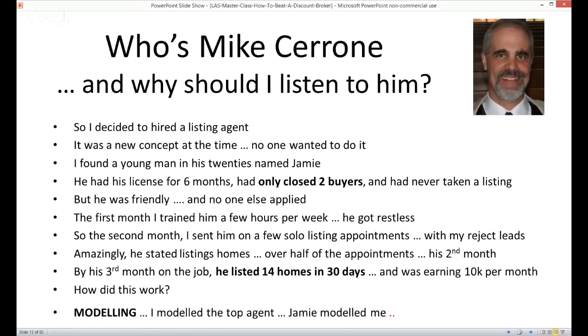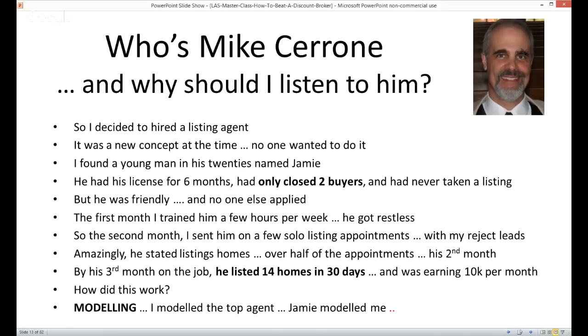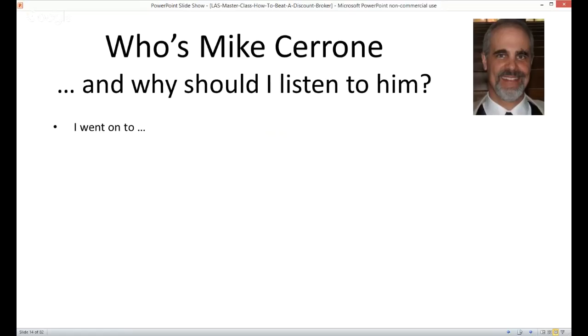So how did this work, right? It was modeling. Modeling is the key. I modeled the top agents and had success. Jamie modeled me and he had success. So I went on, people say, okay, Mike, well, what's the next part of the story? And so I'll just fill in that gap real quick.